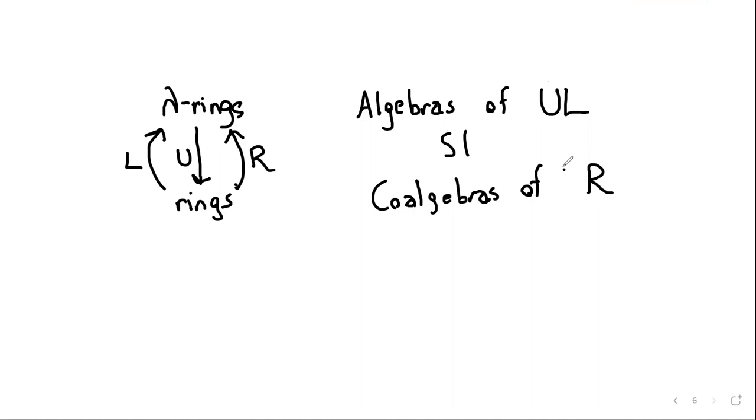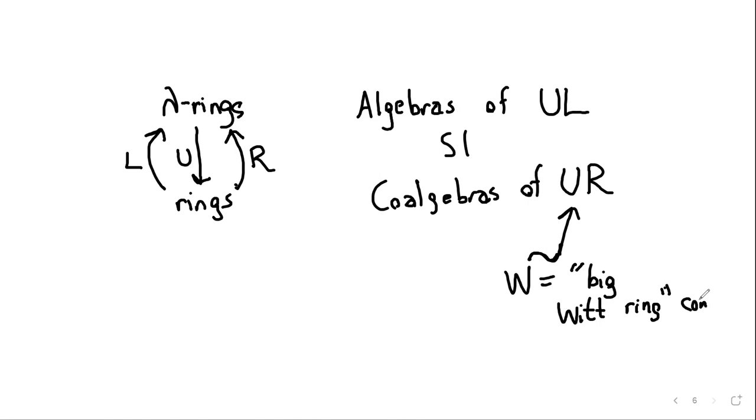And this guy here, I'm just going to call it W. This is W here. And I'll just call it the big Witt ring, or big Witt comonad. So what is this thing like?